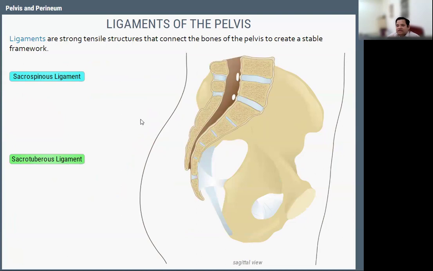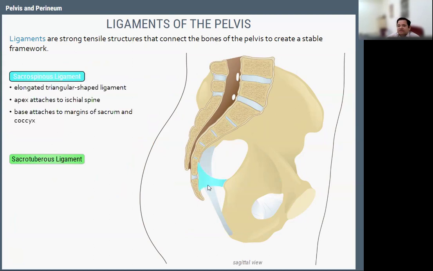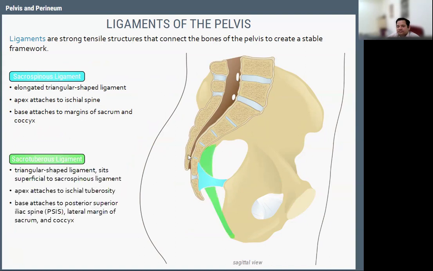Now talking about the ligaments which are present here. There are basically two: sacrospinous and sacrotuberous. The sacrospinous ligament, as you can see here, is an elongated triangular shape, with its apex attached to the ischial spine. This is the ischial spine and this is the coccyx. The base is attached to the margin of the sacrum and coccyx. This is the sacrospinous. Now next is the sacrotuberous, this part. It is again a triangular shaped ligament.